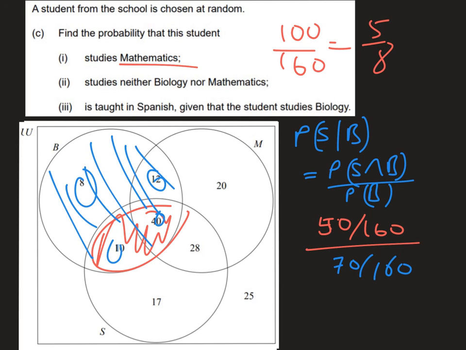We can see hopefully there that the 160s will cancel out, and we will be left with the same answer as we would have got doing it intuitively, which is 5 over 7.